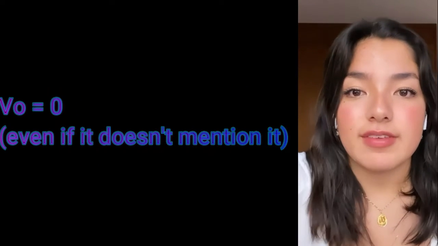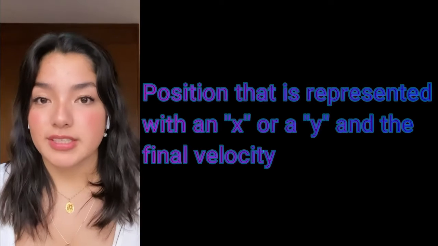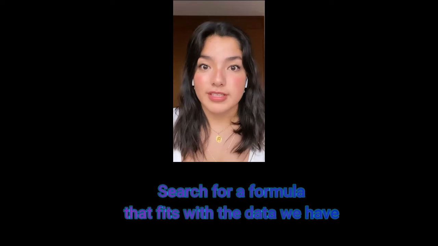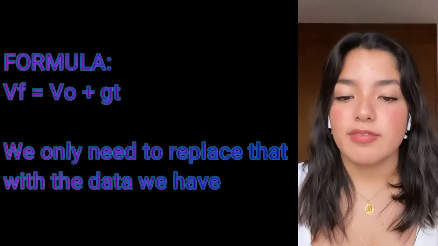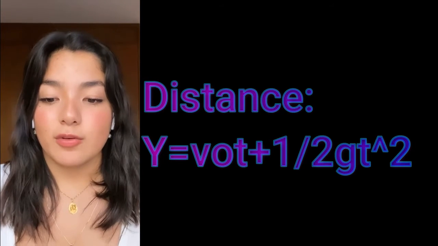And the initial velocity, even though it doesn't mention a number, by saying it's resting, it implies that it was zero. The problem is asking us for the position, represented with an x or a y, and the final velocity. So we're going to search for a formula that fits the data we have. A formula that fits is VF equals VO plus GT, and we only need to replace it with the data that we have and simplify. To find the distance we need another formula: Y equals VOT plus 1/2 GT squared, and we also need to simplify this one. And this would be all for this topic.